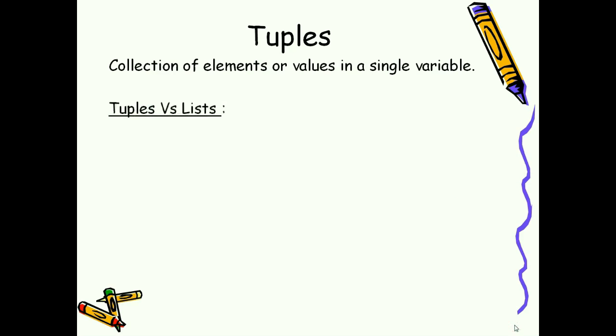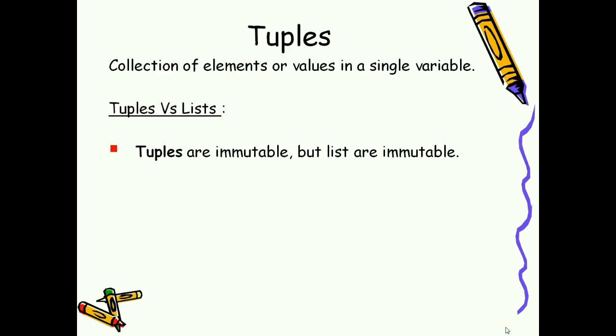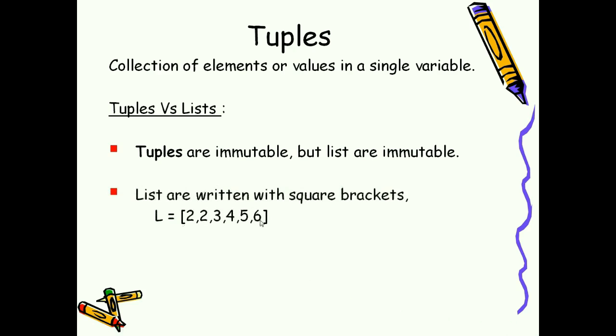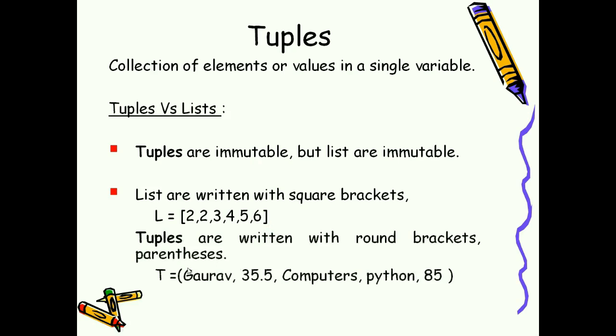The difference between both of them is that tuples are immutable, meaning once a tuple is created, it cannot be changed, or the content in the tuple cannot be changed. But in a list, we can make changes. In Python, lists are written with square brackets, but tuples are written with round brackets, parentheses.